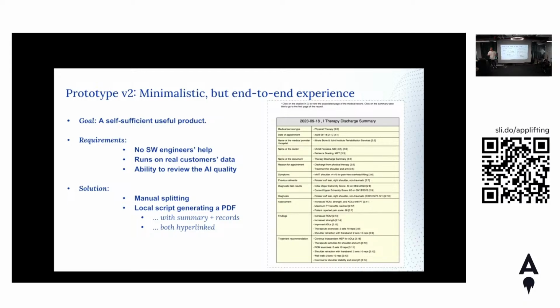If it's NLP and you're just playing around with text, the PDF itself contained the summary on the first couple of pages, and below it were appended the source medical records, and both were hyperlinked. So when we sent this PDF to customers, they could just open it, read the summary, click on the hyperlink, review the AI, then scroll a little bit further and just play around with the PDF. Basically a self-sufficient product.